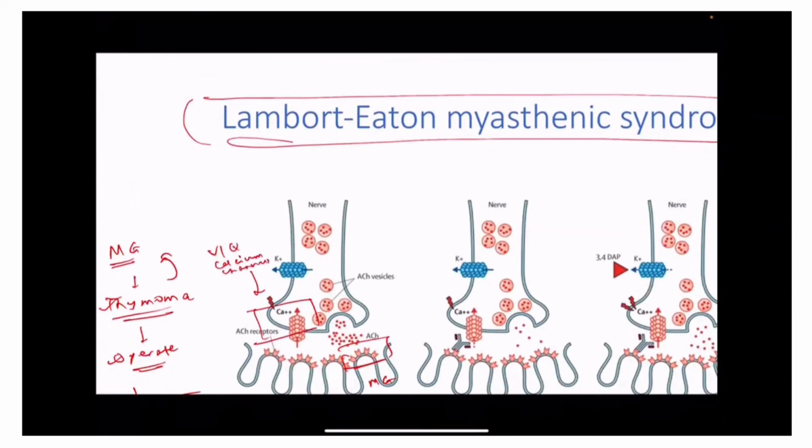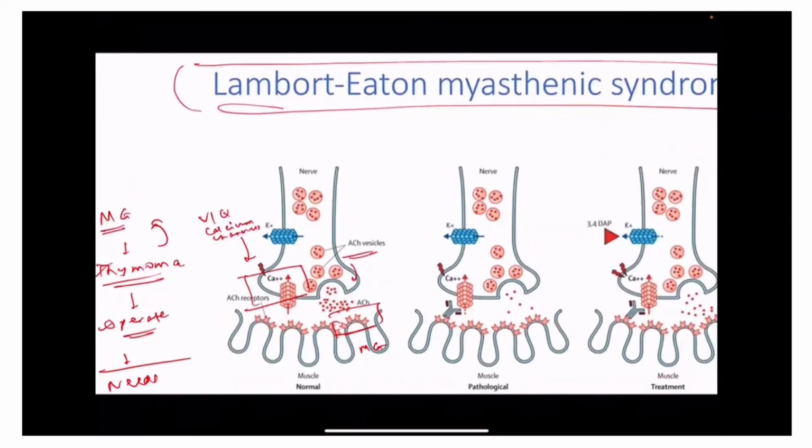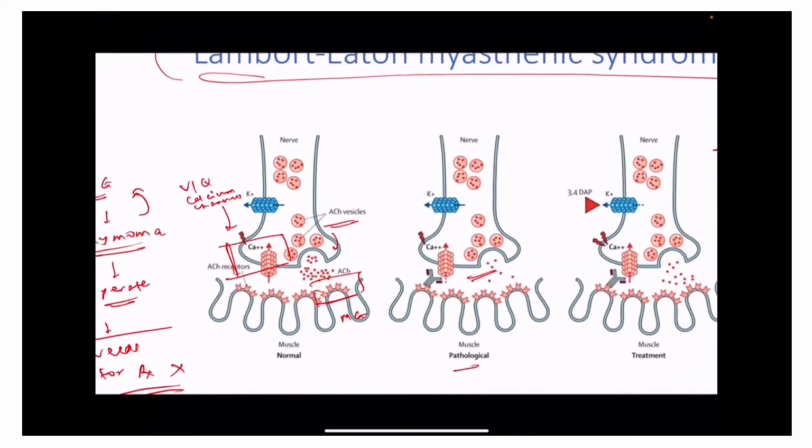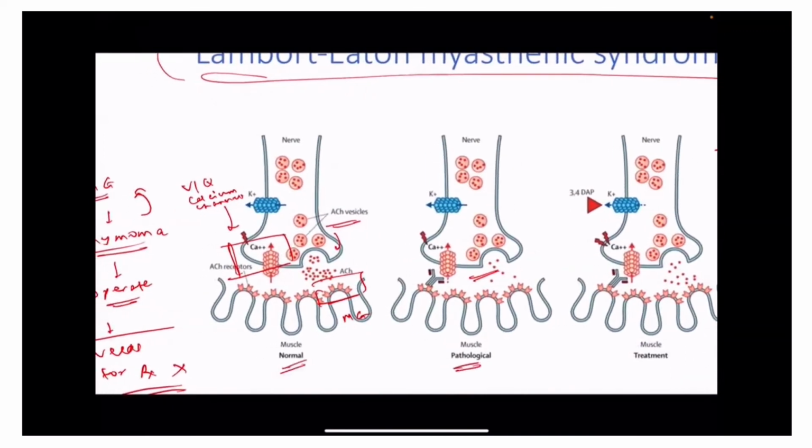And remember, very important thing, these calcium channels are important for release of acetylcholine. Because calcium goes in, acetylcholine comes out. Because antibodies are formed against these calcium channels, there is no release of acetylcholine, and that is why the patient has weakness.